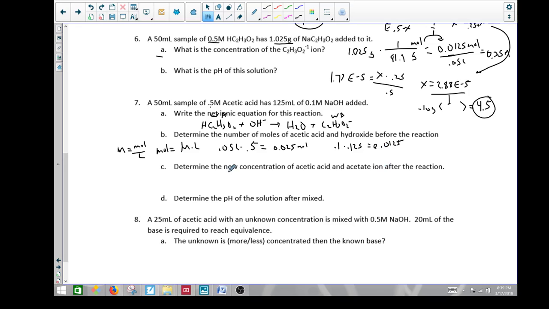Next one says new concentration. So I'm going to just continue here and divide these both by the new volume. So there will be points associated with both of these. The calculations are always the same, so make sure you're just familiar with them. New volume will be 125 plus 50, 175. So 0.175 liters.